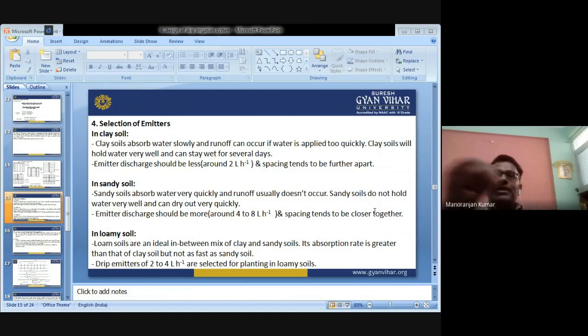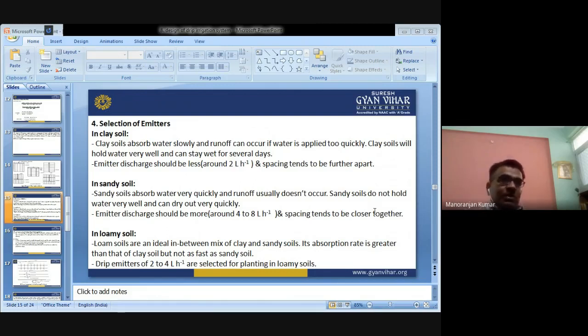Okay, so that you can get the efficient wetting pattern. In loamy soil, the loam soils are an ideal in-between mix of clay and sand soil. Its absorption rate is greater than that of clay soil, but not as fast as sandy soil. So drip emitters of 2 to 4 lph are selected for planting in loamy soil.